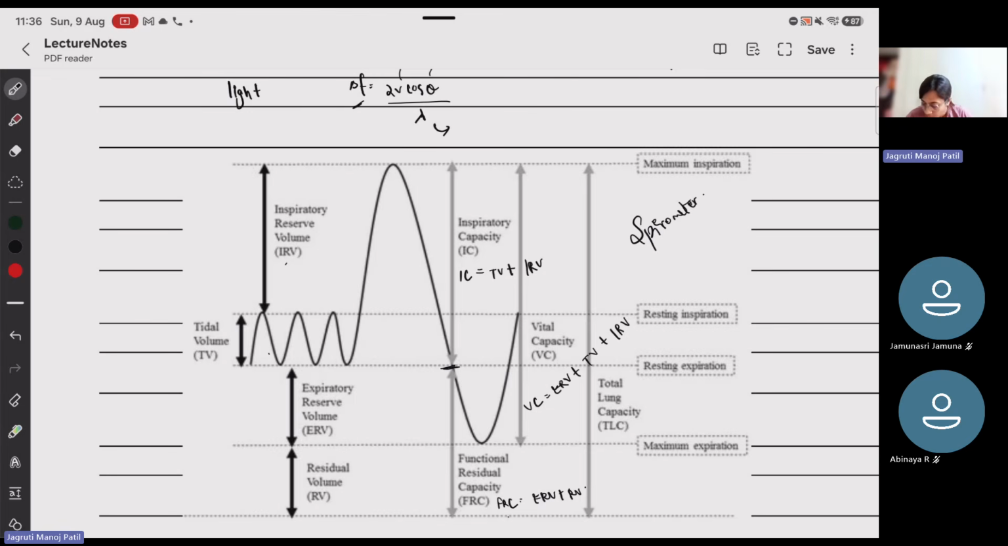Then you have your total lung capacity. So this is the total: maximum inspiration, maximum exhalation. This is the total volume of air in your lungs after the maximum inhalation process. So your total lung capacity is given by your inspiratory reserve volume, your tidal volume, your expiratory reserve volume, and your residual volume.